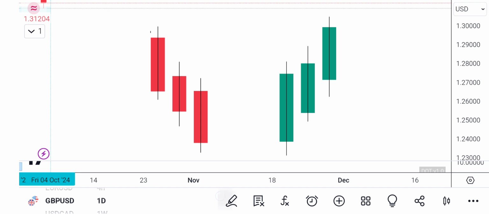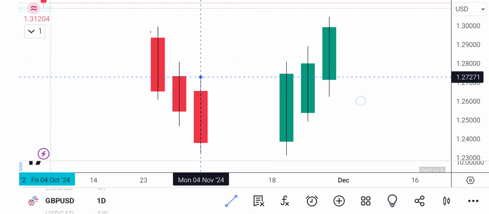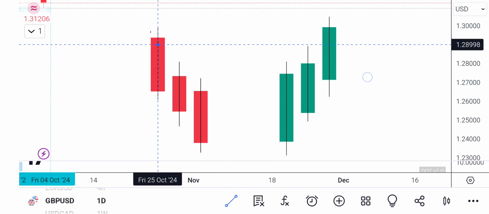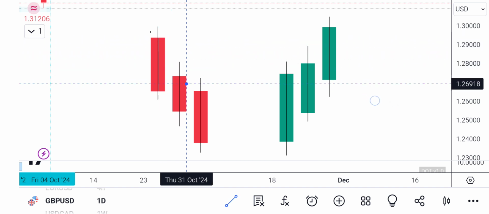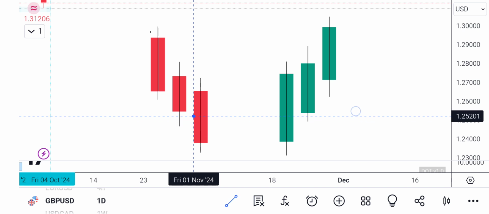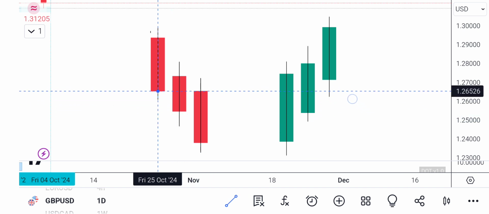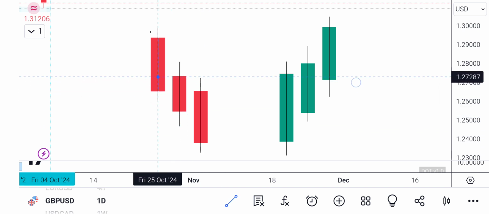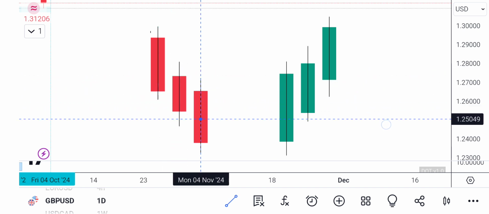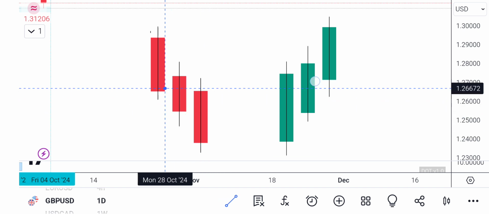Areas of inefficient price delivery are those areas where price was not efficiently delivered into, or delivered to. And a fair value gap is one of those institutional reference points referred to as an area of inefficient price delivery. Now, a fair value gap is simply a gap that is formed between three candlestick price action.